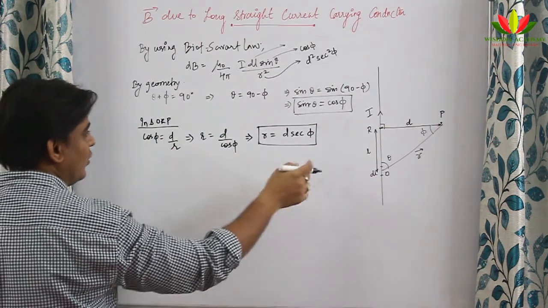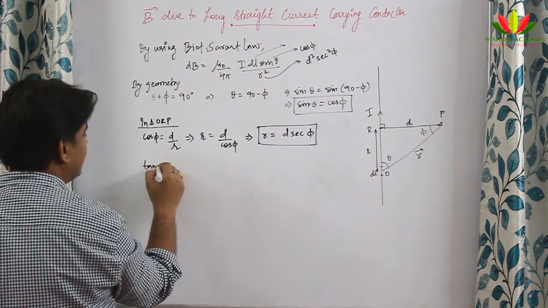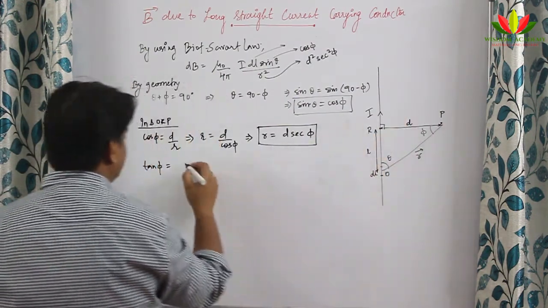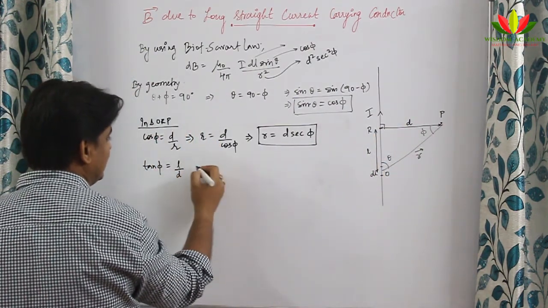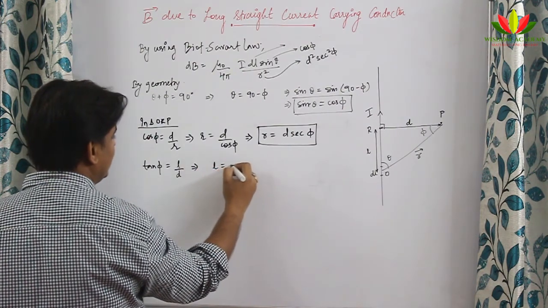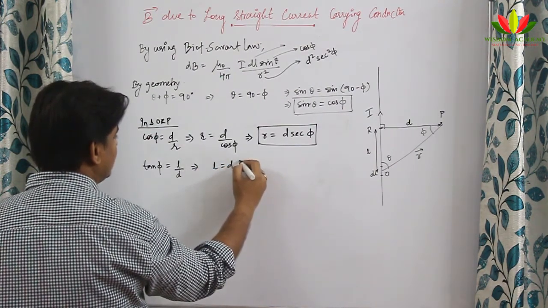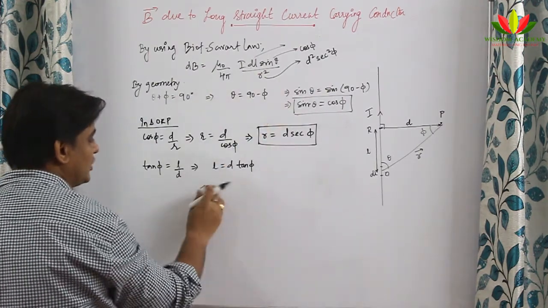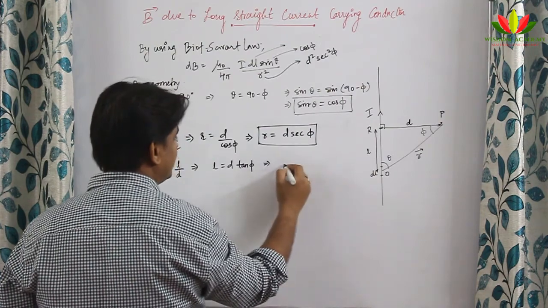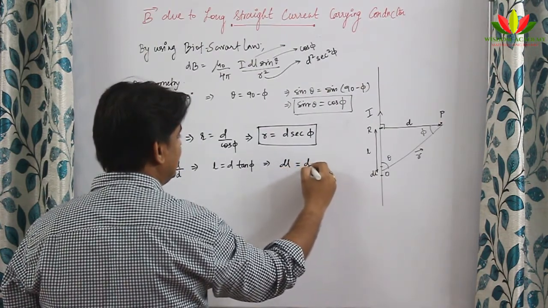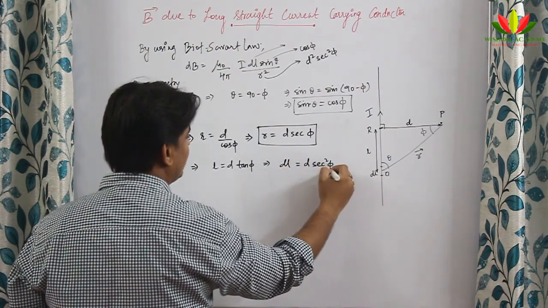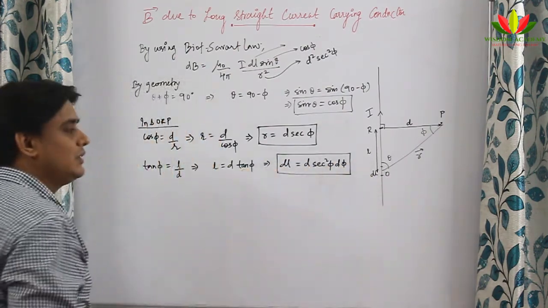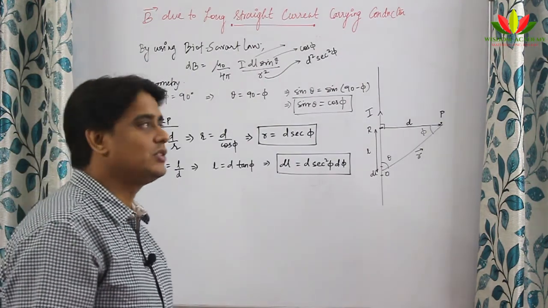Then in the same triangle ORP, what will be tan phi? Tan phi will be equal to L by D. So from here I get L is equal to D tan phi. But I need to find the value of dl, so I will differentiate on both sides. After differentiation, dl is equal to D sec square phi d phi. I hope you understand this, because we know that d by dx of tan x is equal to sec square x.